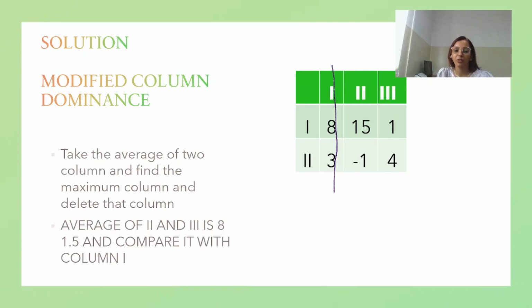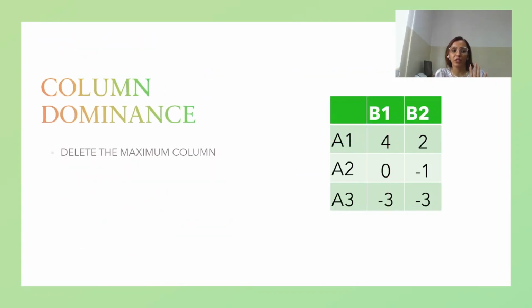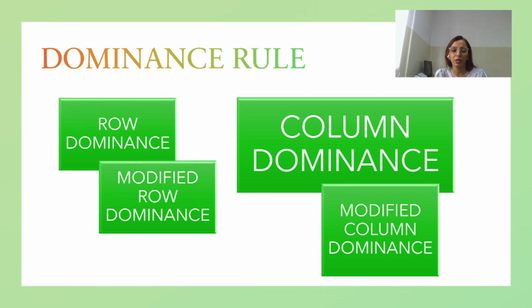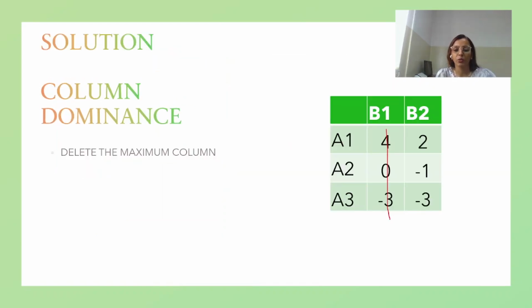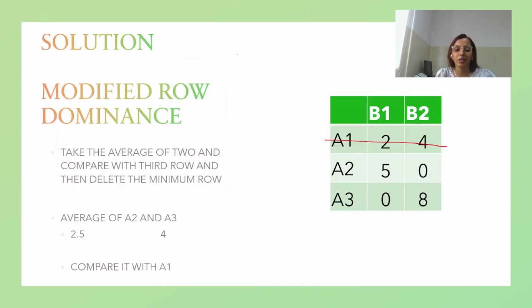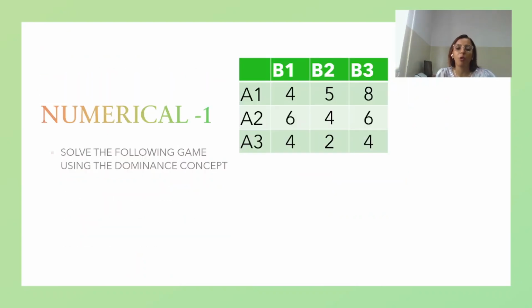Hope it is all clear, the four topics which we have just discussed. What are the four topics? Just having a look at the diagram once again. First one is row dominance, that's a modified row dominance. The second one is column dominance. Under the column dominance, we have a modified column dominance. Right. Now we will discuss each and every one with an example so that it can be more clear what we have actually done and how we have to do it.